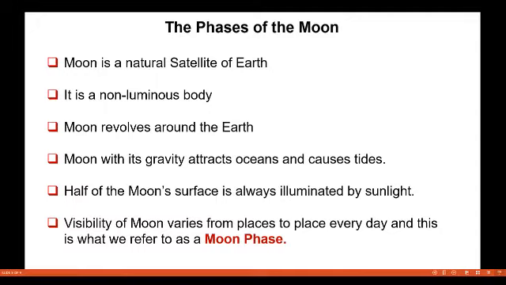on the Earth. Now, it is very interesting to know that half of the moon's surface is always illuminated by the sunlight. Hence, the visibility of the moon varies from place to place every day, and this is what we refer to as moon phases or phases of the moon.